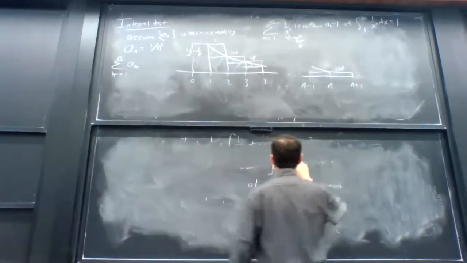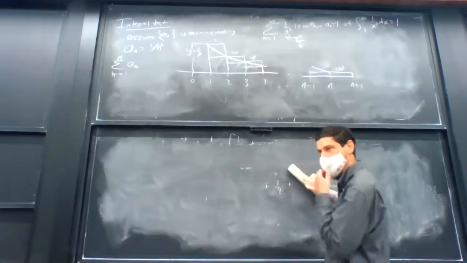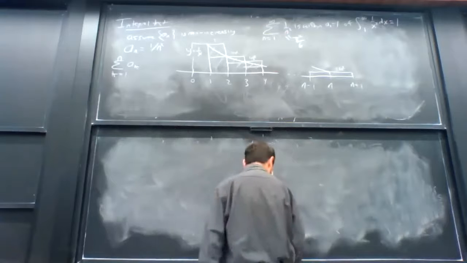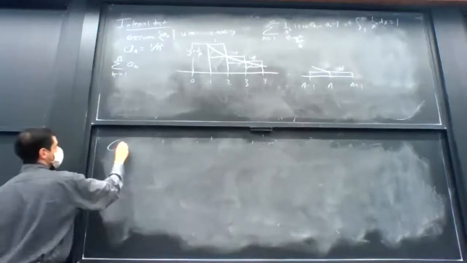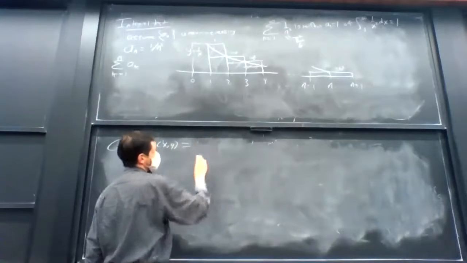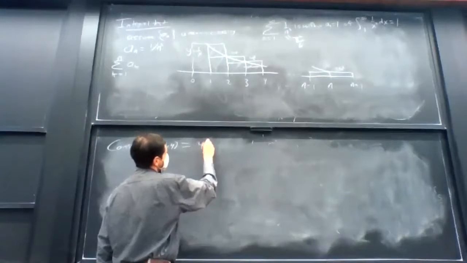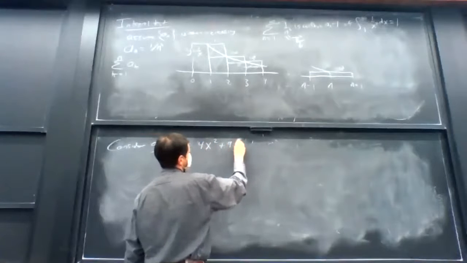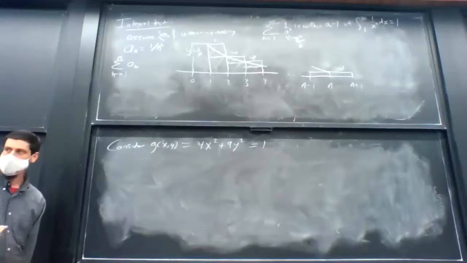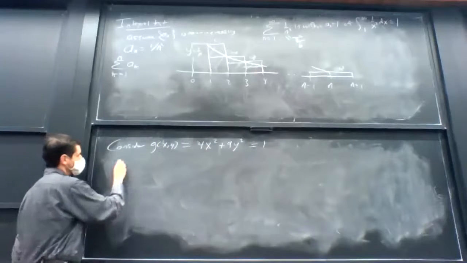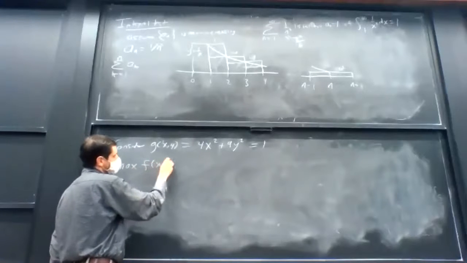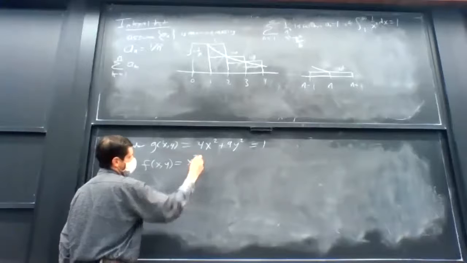So I'm going to deliberately choose maybe a bad maximum so that we know what the answer is ahead of time. So consider g of x, y is 4x squared plus 9y squared equals 1. And I want to maximize the function f of x, y equals x squared.